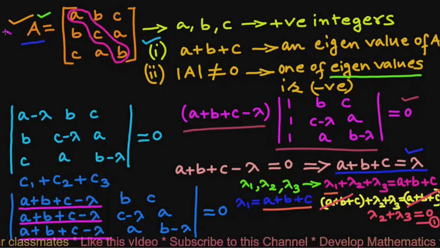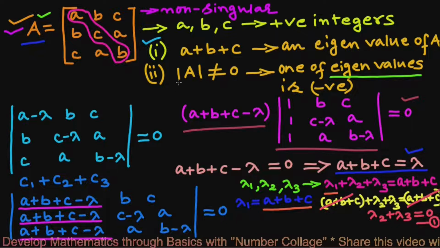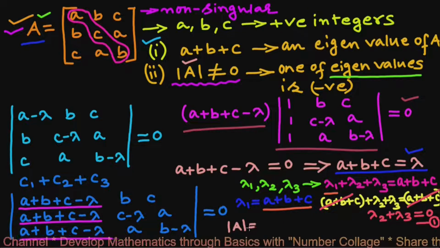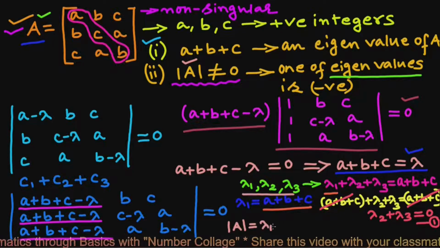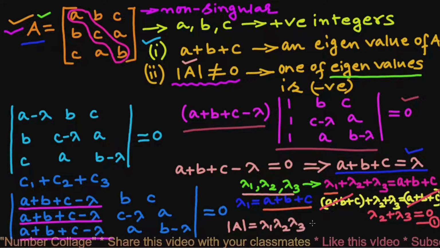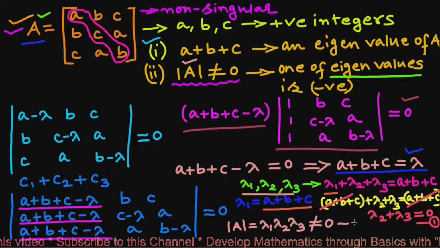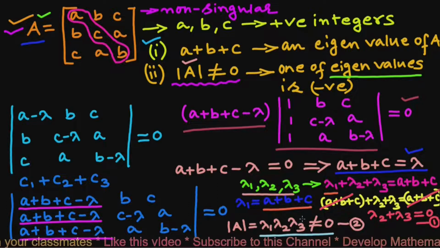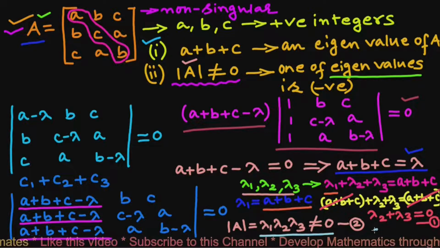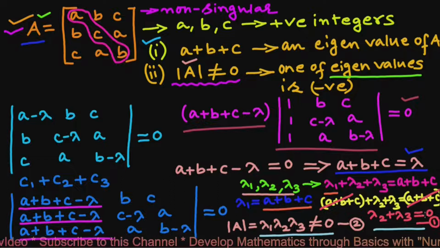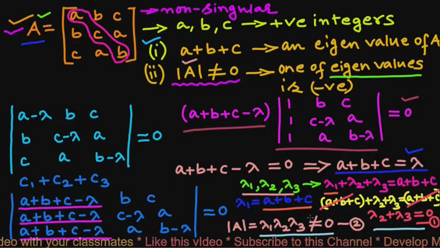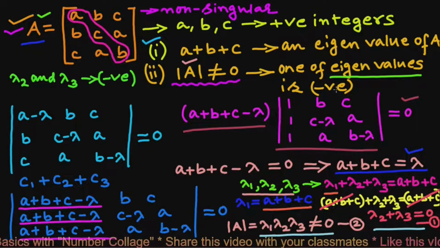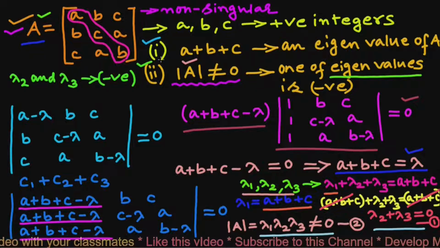Now if matrix A is non-singular, then determinant of A is not equal to 0, but determinant of A equals the product of these eigenvalues lambda 1, lambda 2, lambda 3, which is not equal to 0. We name this equation 2. Now from equation 2 we find that none of these eigenvalues is 0, and from equation 1 we get lambda 2 plus lambda 3 equals 0. That implies one of the values of lambda 2 and lambda 3 is negative, and that proves our second statement.